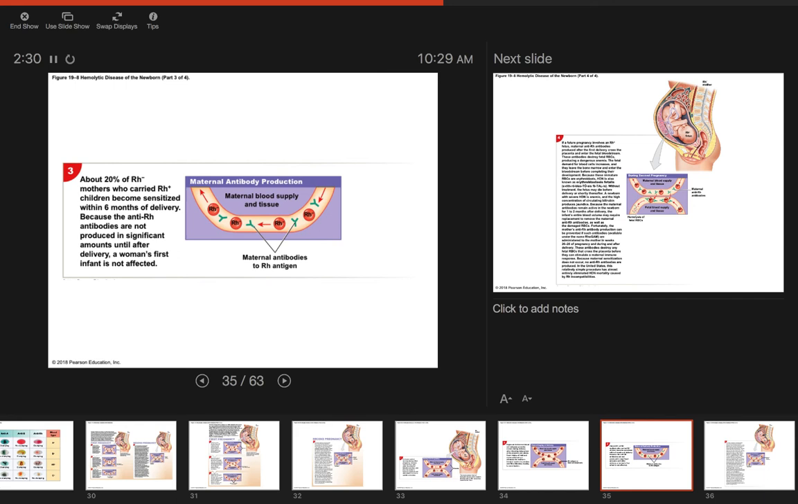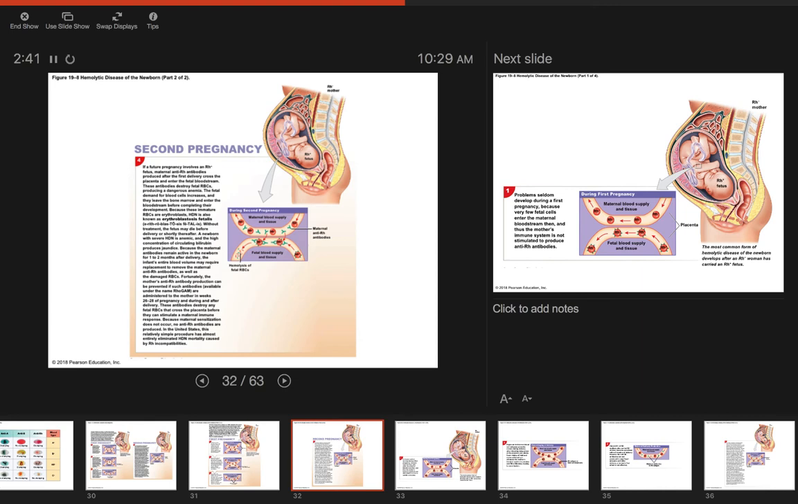So what's going to happen in that second pregnancy? Now, if we look at that second pregnancy here, I know this is small. Here's mom's blood. Here's her red blood cells. There's her antibodies. This baby is also Rh positive, so she's got the Rh antigen. Red blood cells cannot cross the placenta, but the antibodies can cross the placenta. So mom's antibodies cross the placenta into the baby's blood and start binding to the Rh antigen, causing them to go through hemolysis and burst.